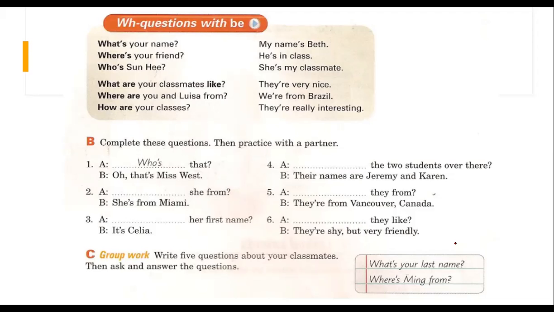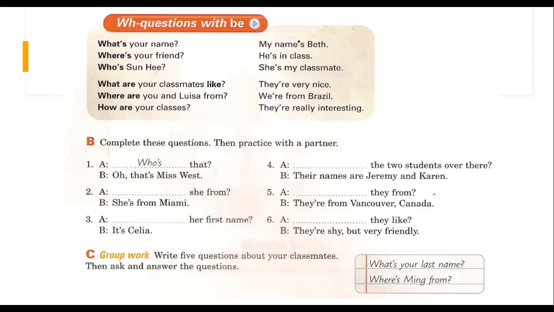Thank you. What are the two students over there? They're Jeremy and Karen. And the number four is, where are they from? They're from Vancouver, Canada. And number six is, what are they like? They're shy, but very friendly.